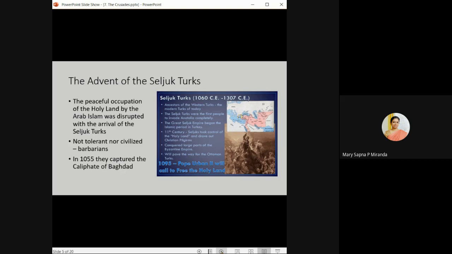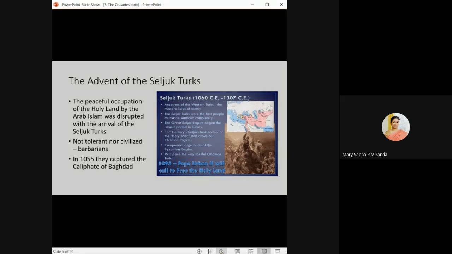Till the coming of the Seljuk Turks, the Holy Land was under the Arab Muslims. And they didn't have any problem with that because they were quite civilized, quite peaceful. Now, all this was disturbed and disrupted with the arrival of the Seljuk Turks. These people were not tolerant or civilized like the other Arab Muslims. These were barbarians. By 1055, they captured the Caliphate of Baghdad. So even these Arabic areas were under the Seljuk Turks.